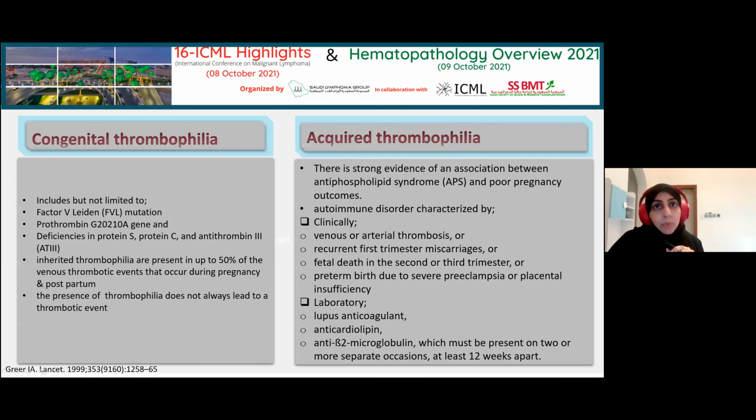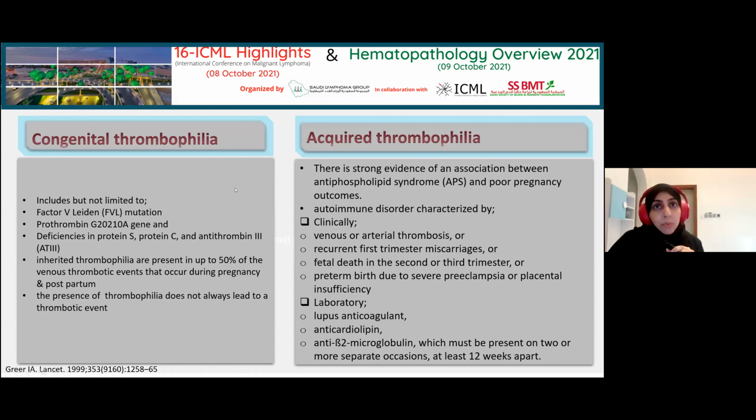Thrombophilia, which is the increased coagulation, the increased procoagulation or tendency to thrombosis, could be congenital or acquired. The congenital causes of thrombophilia include, but are not limited to, these: factor 5 Leiden, prothrombin G mutation, and deficiency in the natural anticoagulant proteins S, C, and antithrombin 3. It has been found that inherited thrombophilia is present in 50% of the venous thrombotic events that occur during pregnancy and postpartum. And the presence of thrombophilia does not always lead to a thrombotic event.